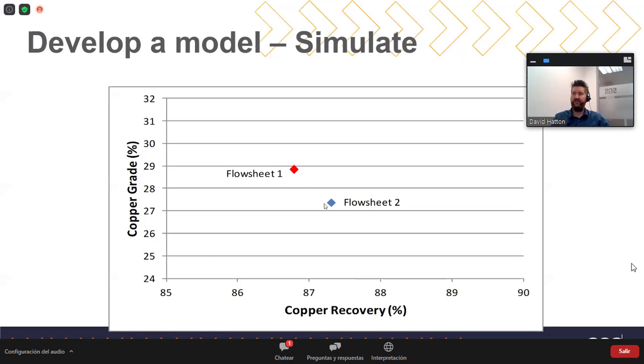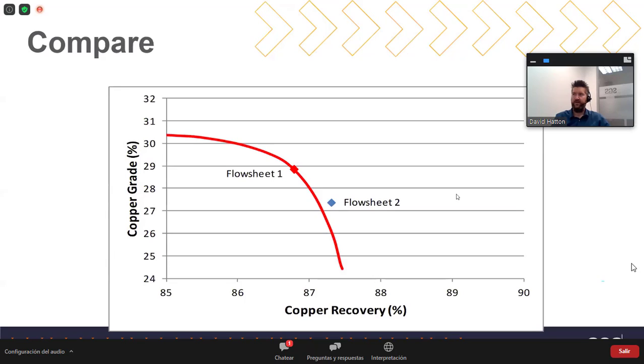Well, it's hard to decide here because flowsheet 1 is getting a better grade and flowsheet 2 is getting a better recovery. Which one do we want? Well, ideally, we want to do an apples to apples comparison. So we want to create a grade recovery curve. That allows us to trade off grade and recovery, and we can see which flow sheet is better at the same grade.